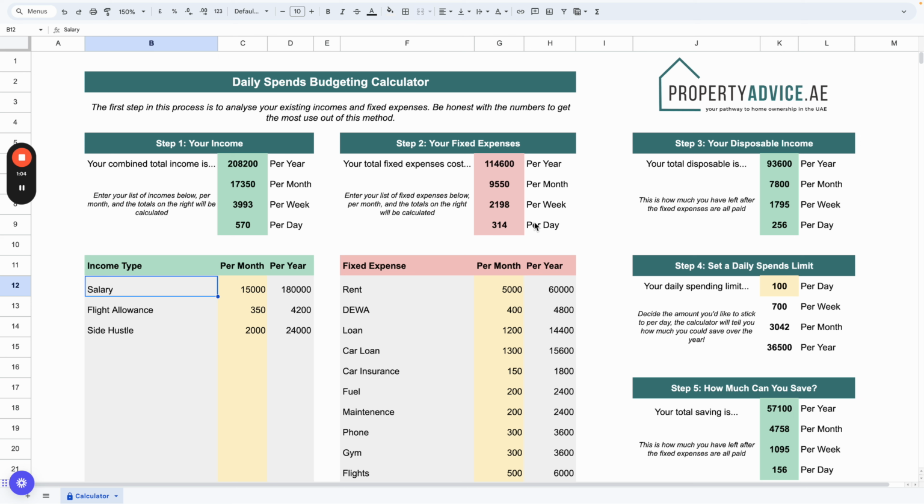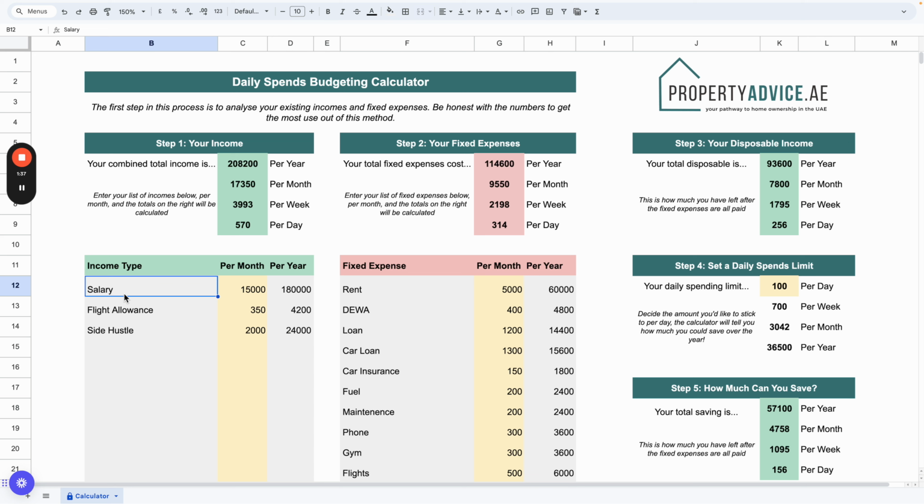Now, some of our expenses typically come out per month, but some of them might be per week, some of them might be twice a month, some of them might be once a year. Either way, if you look at your total income per day and your total fixed expense per day, you'll be able to come up with a disposable income, then set a daily limit for your spending and see what that can do for your savings. So that's it in a nutshell. But I've created this calculator to make that whole process really easy for you.